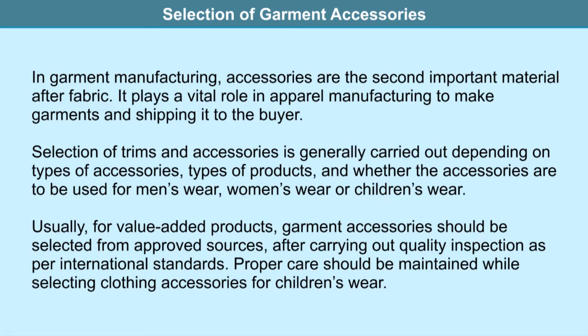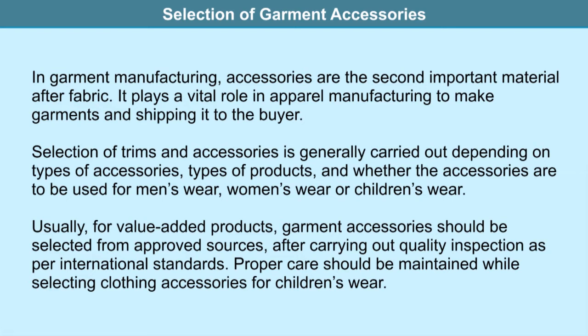Now, the next thing is how to select the garment accessories. The selection of garment accessories in garment manufacturing. In garment manufacturing, accessories are the second most important material after the fabric. They play a vital role in apparel manufacturing to make garments and ship them to the buyer.